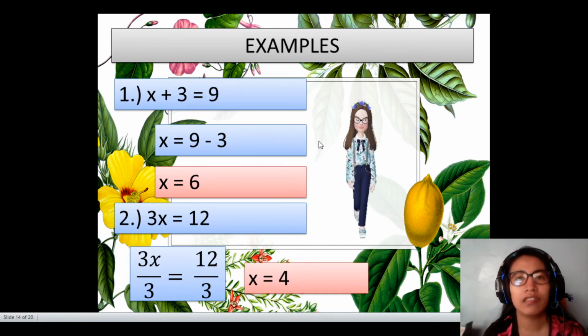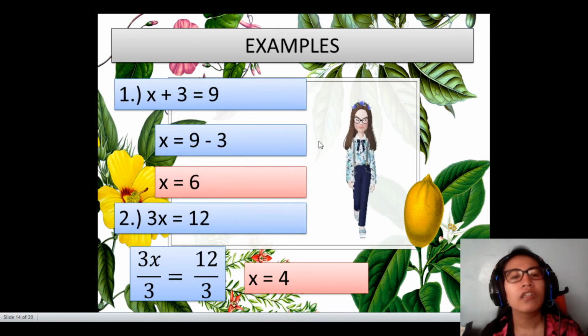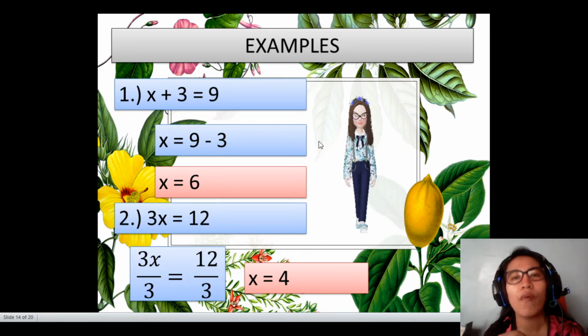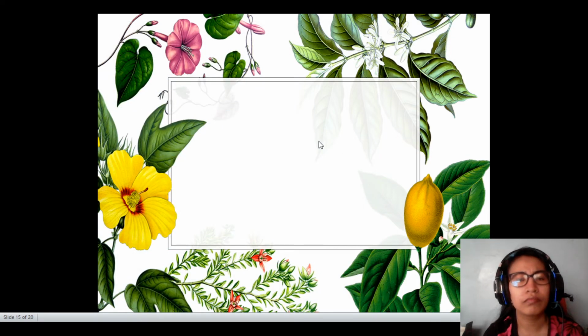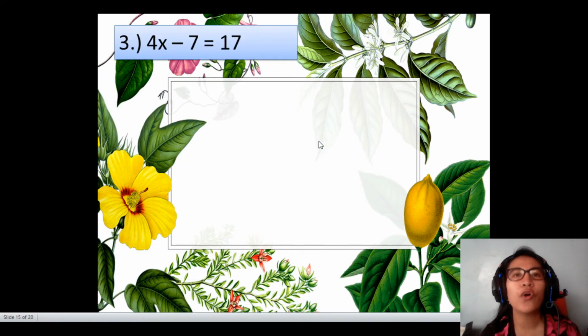And to check, just substitute it again. So you have 3 times 4. Is it equal to 12? So 3 times 4 is obviously equal to 12. So our answer is still correct. Another example, if I have 4x minus 7 equals 17.